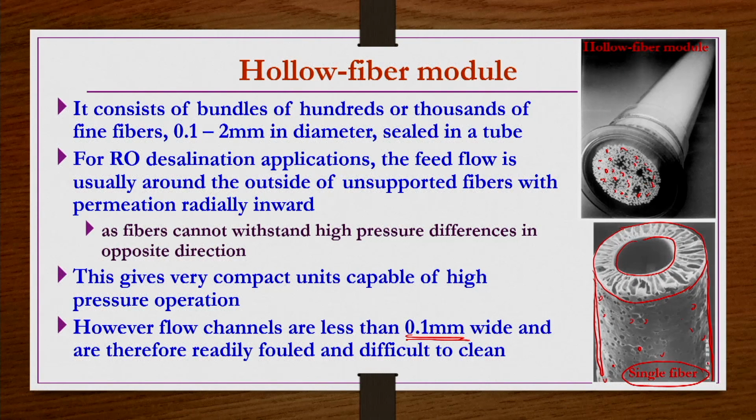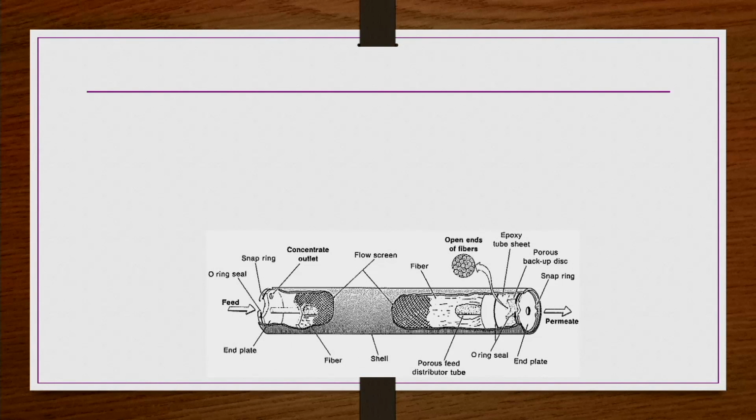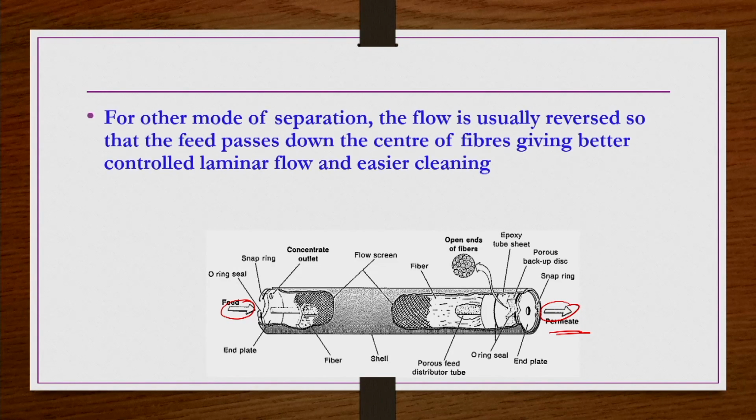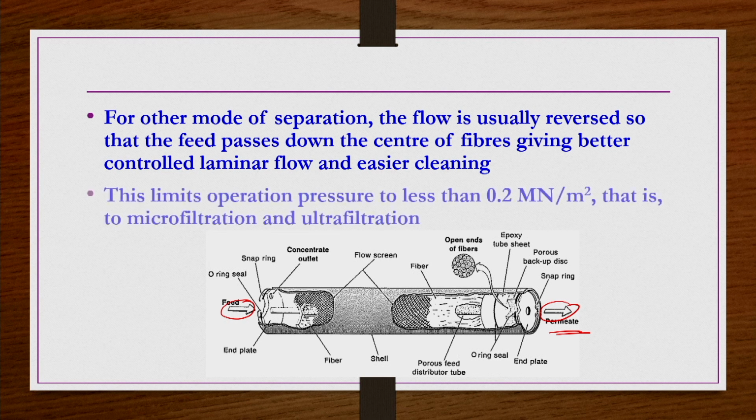In RO operations, the feed comes in here like this and then permeation is taken like this. But in some applications, the feed may be coming through the center here and the permeate is collected from the other side. That is also possible. So, for the other mode of separation, the flow is usually reversed so that the feed passes down the center of the fibers, giving better controlled laminar flow and easier cleaning of this module.